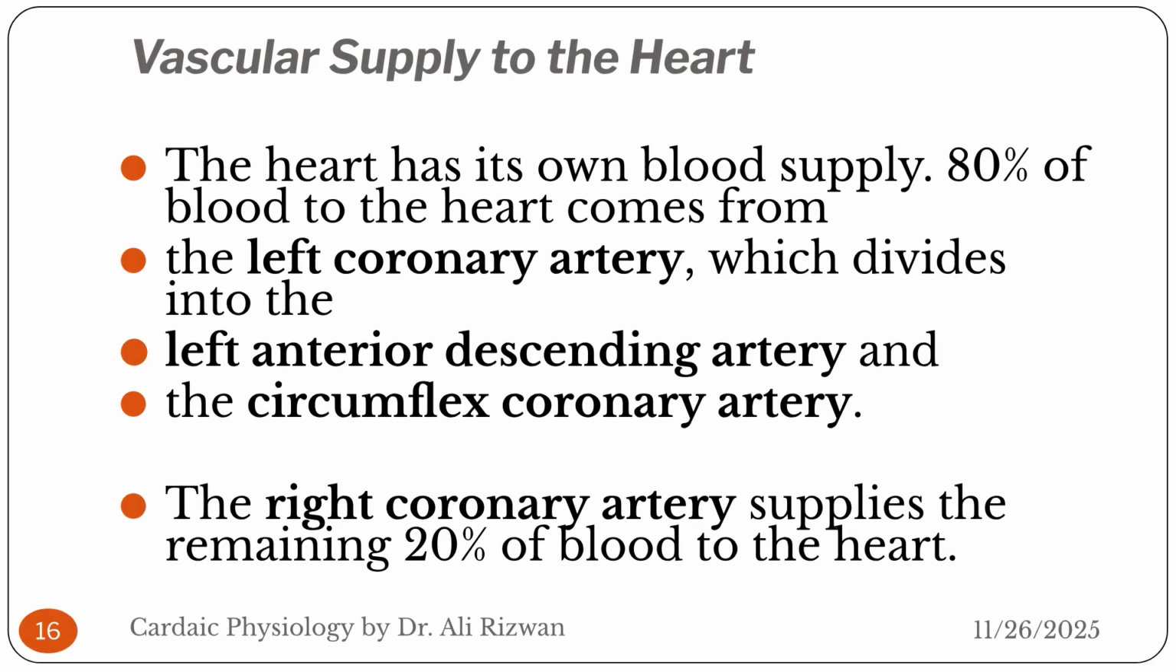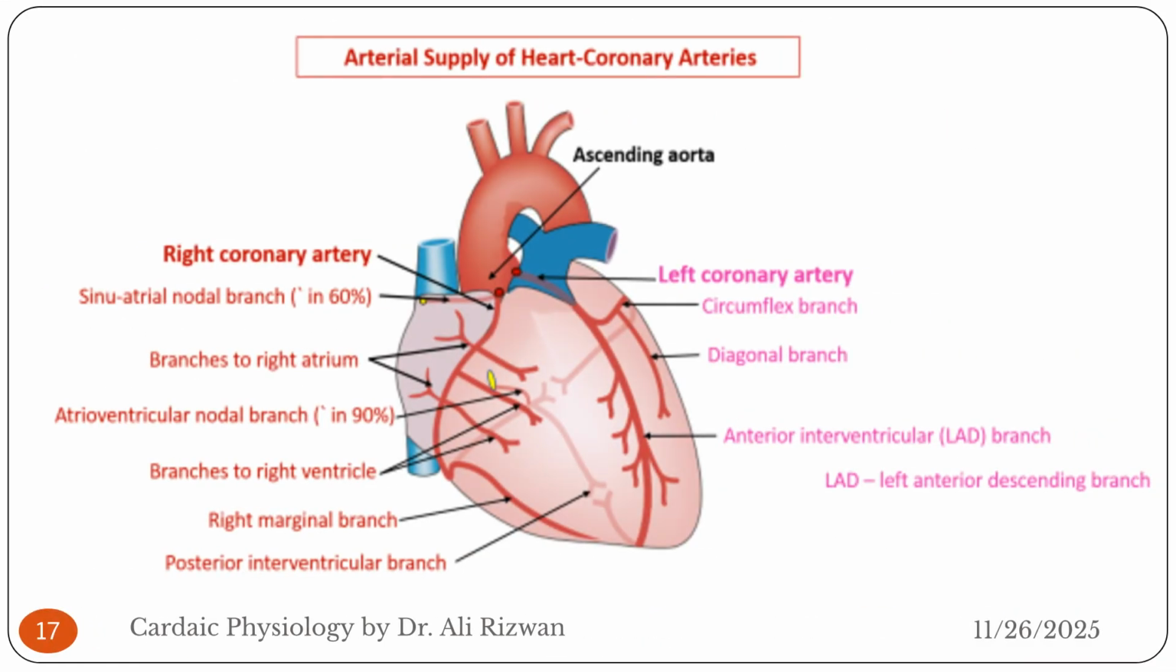The heart has its own dedicated blood supply. Approximately 80% of the blood reaching the heart is delivered by the left coronary artery, which branches into the left anterior descending artery and the circumflex coronary artery. The remaining 20% is supplied by the right coronary artery. This diagram provides a detailed view of the coronary arteries, illustrating how they branch off from the ascending aorta to distribute blood across the surface of the heart.